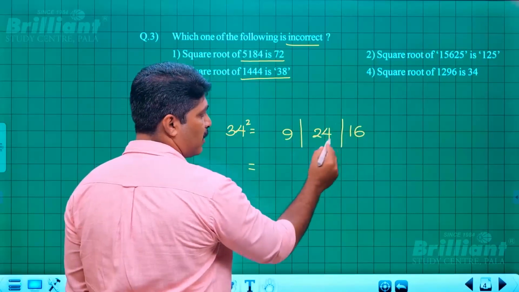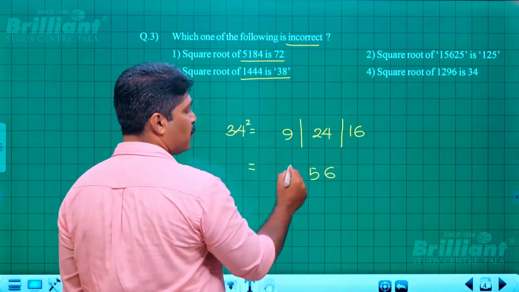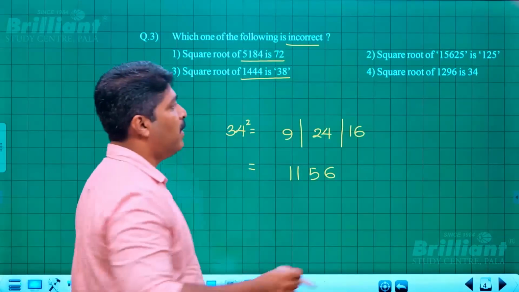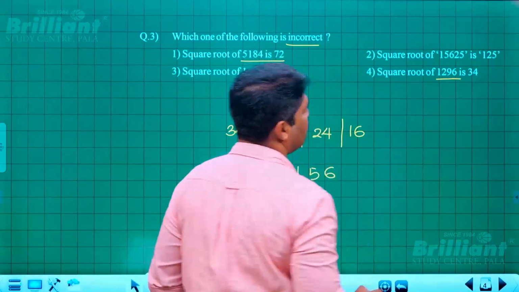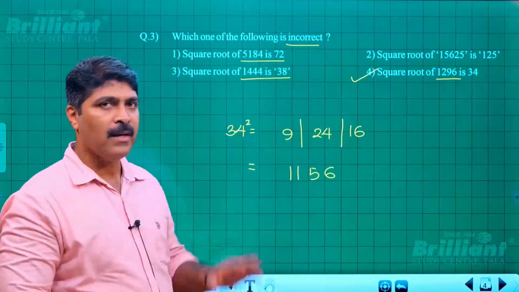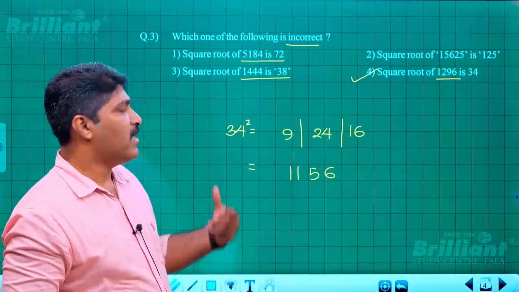So 1 towards here, therefore 24 plus 1, 25. 2 is carry forward, 9 plus 2, 11. So we got 34 square is equal to 1156. But it is given as 1296. It's incorrect. Therefore the answer is option 4. So this is the way to find out the square of a number. Through that way we are reaching the conclusion.